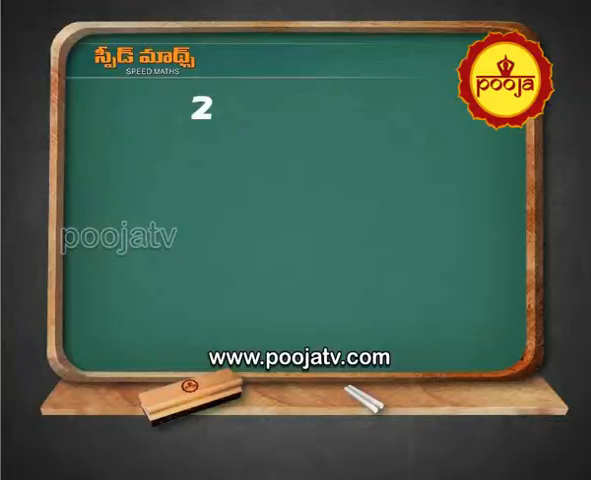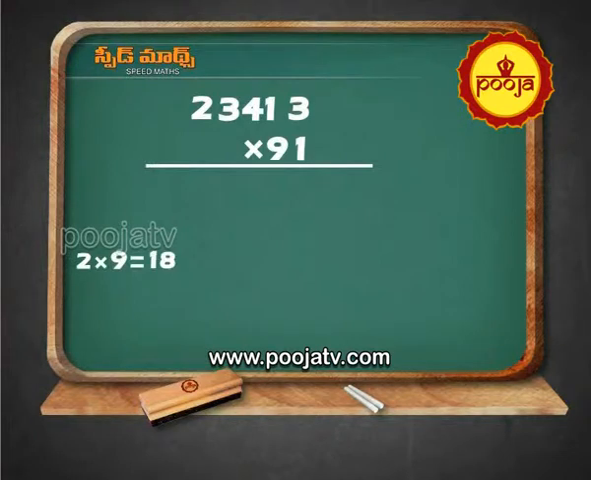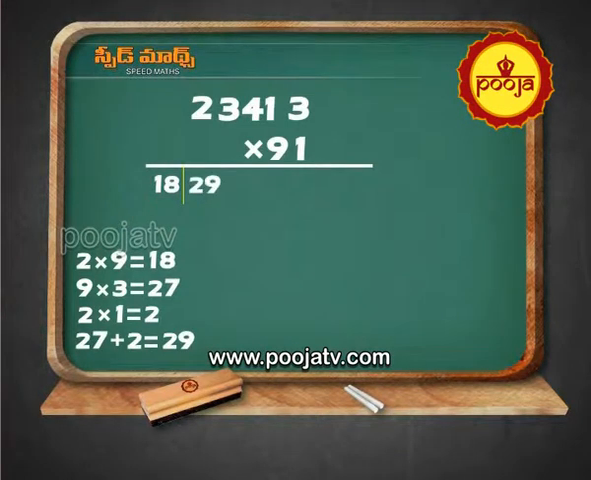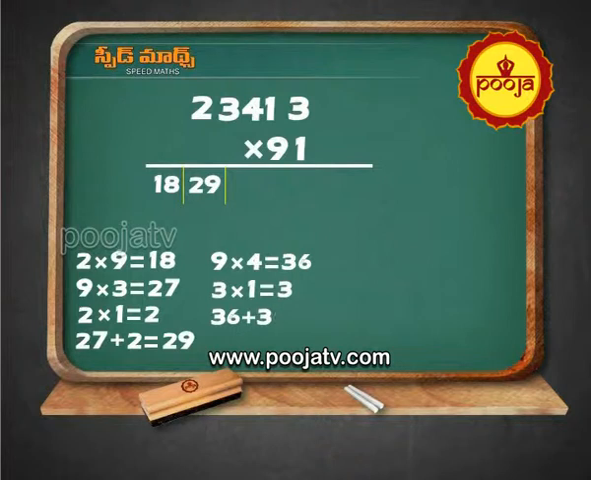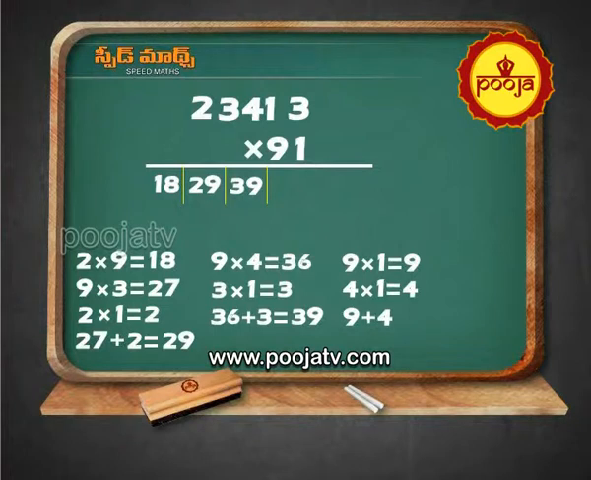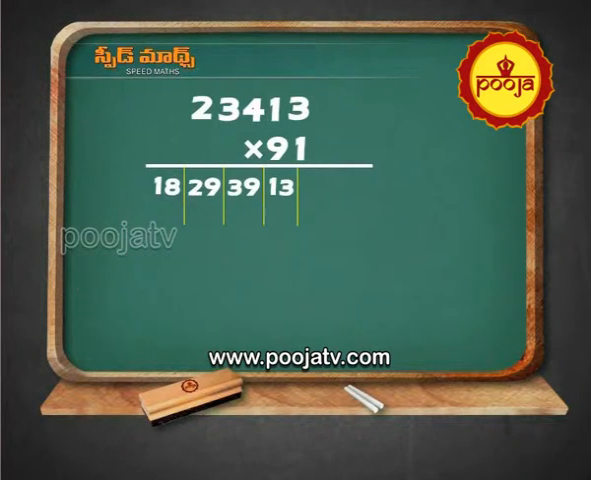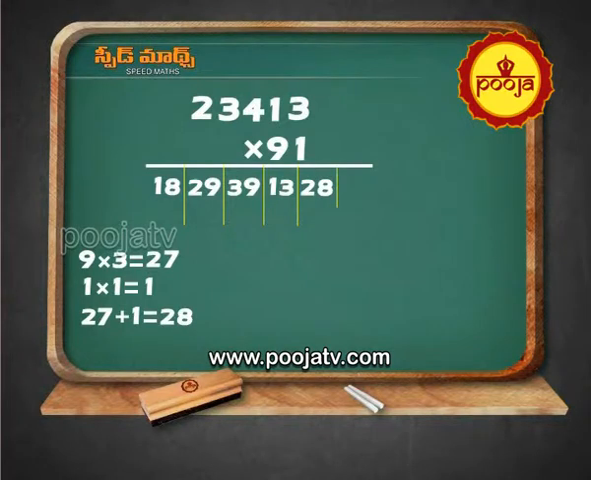I will do one more thing, see. 2 3 4 1 3 into 91. 9 3 is 27. 27 plus 2, 29. 2 1 is 2. 34 into 91. 9 4 is 36 plus 3, 39. 9 plus 4, 13. Write it as 13. Next 41 into 91, 9 plus 4 13. Next 13 into 99, 27 plus 1 28, and 3 into 3.